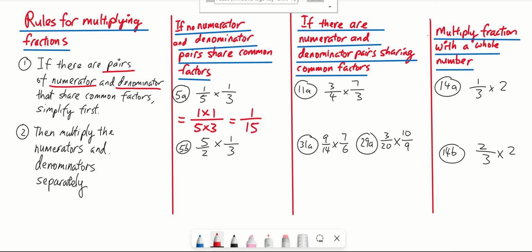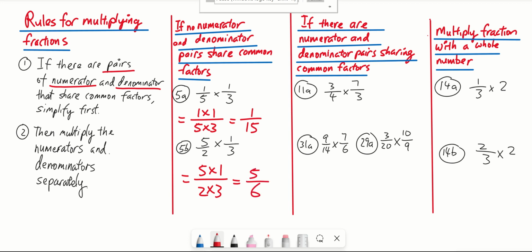All right. Similarly, in 5b, again, there are no denominator and numerator pairs that share a common factor. So this is really straightforward. That's the same as saying 5 times 1 over 2 times 3, and that gives us 5 over 6.